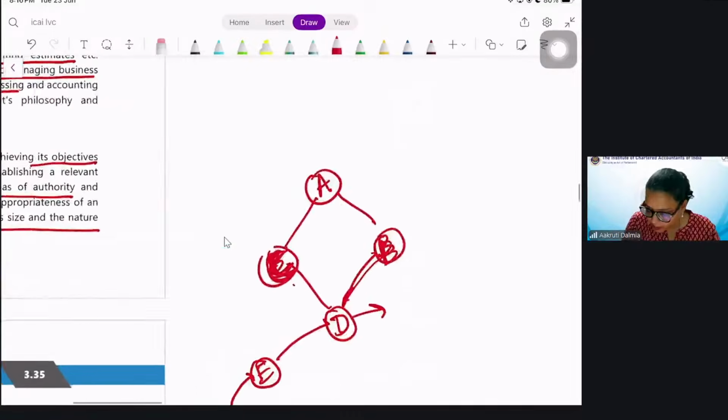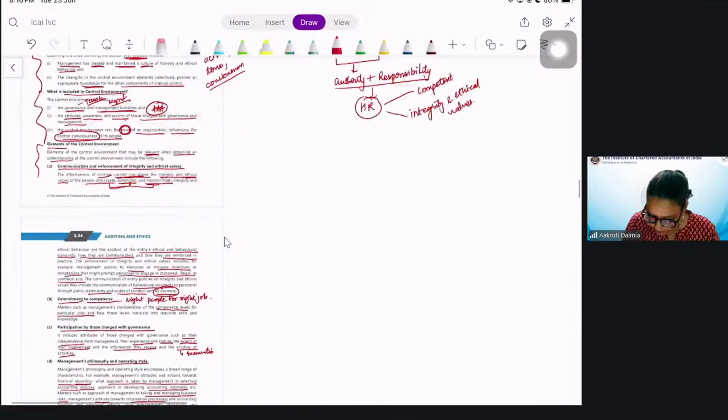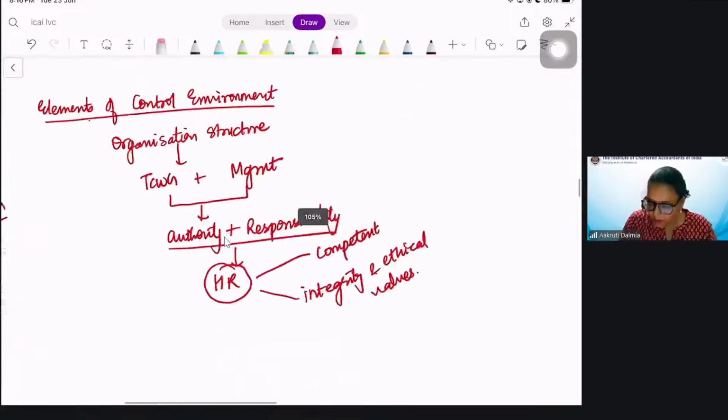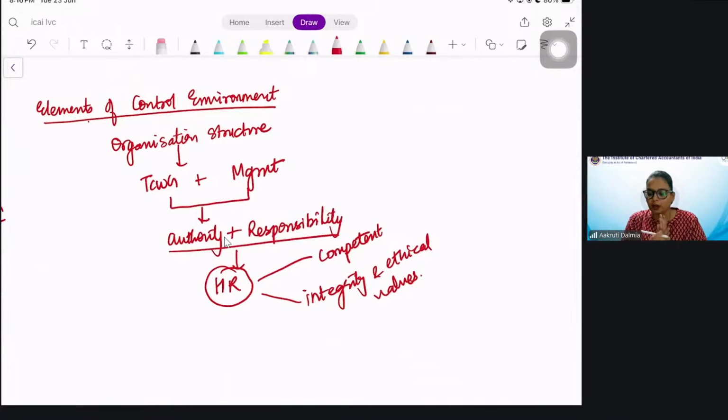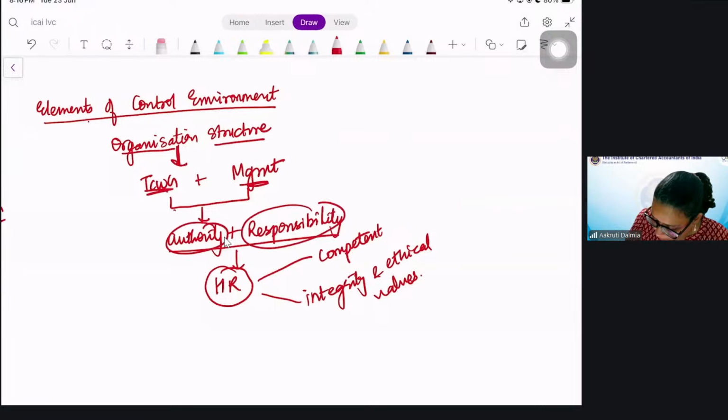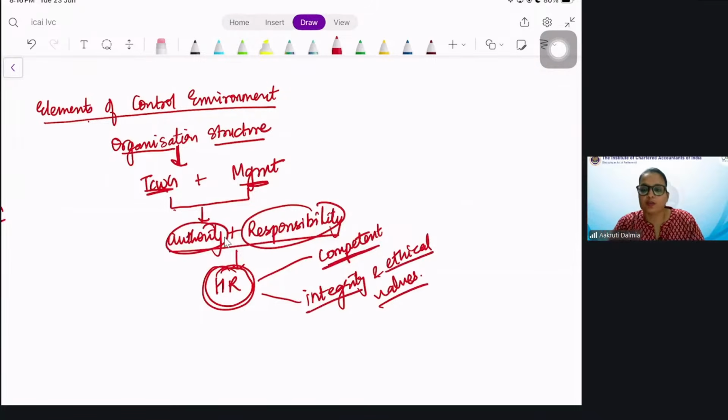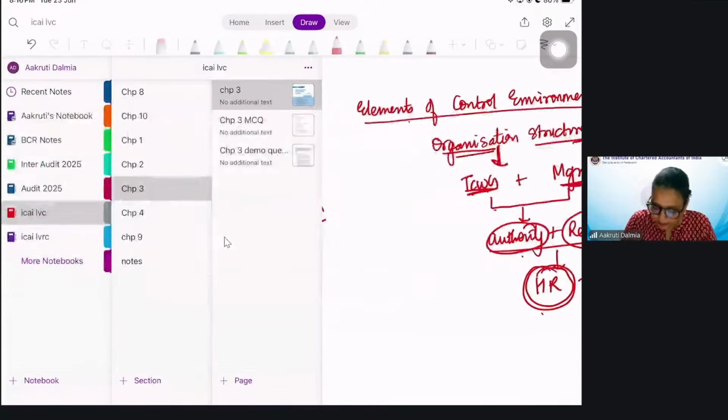So for this, I created a small flowchart for you. This is how you remember. So how do you remember elements? Organization structure, TCWG, management's authority and responsibility, and HR will check for competence, integrity, and ethical values. So if you remember this flowchart, you can remember all the points. Elements: organization structure, TCWG involvement, management authority and responsibility, HR, competence, integrity, and ethical values. So please remember this and your answer will be done. Next.